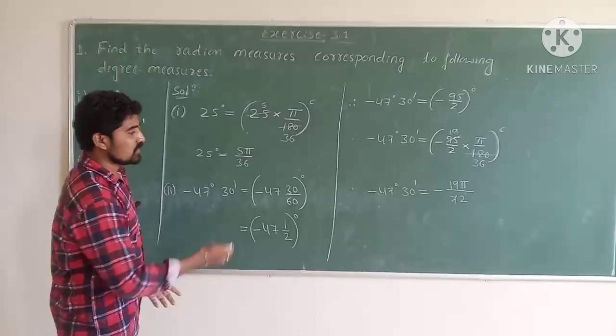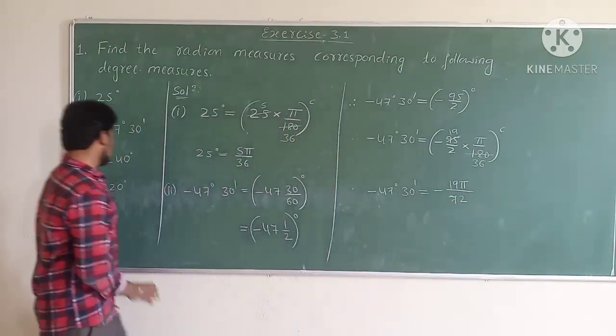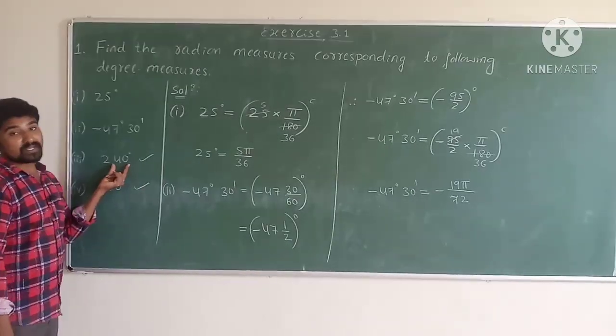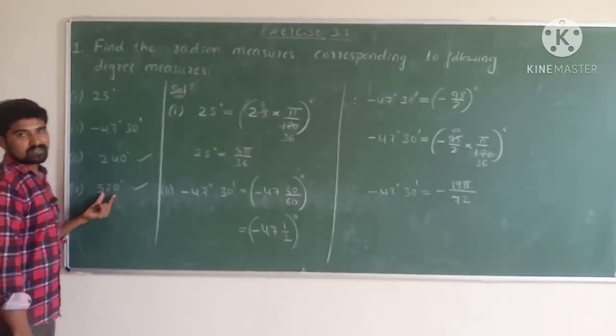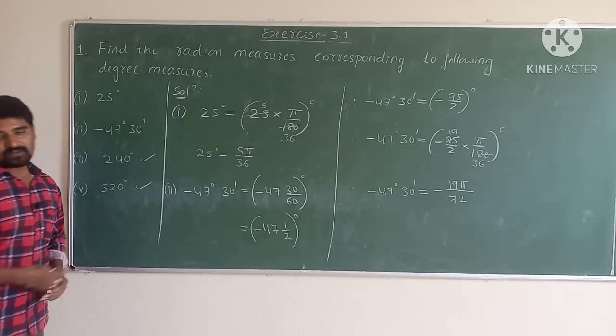If possible, take these two questions as an assignment. Anyway, just multiply by pi by 180. Multiply this pi by 180 and simplify. If possible, take out common factors.